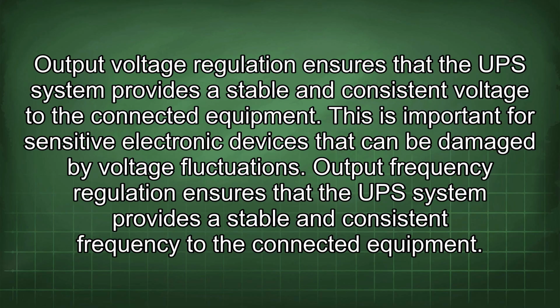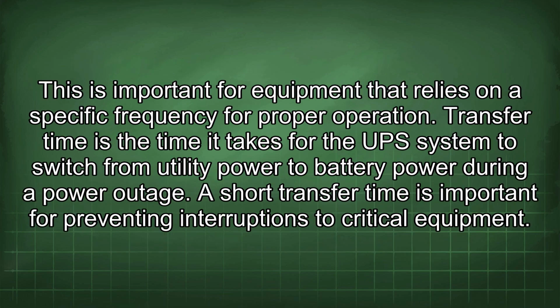Output voltage regulation ensures that the UPS system provides a stable and consistent voltage to the connected equipment. This is important for sensitive electronic devices that can be damaged by voltage fluctuations. Output frequency regulation ensures that the UPS system provides a stable and consistent frequency to the connected equipment. This is important for equipment that relies on a specific frequency for proper operation.